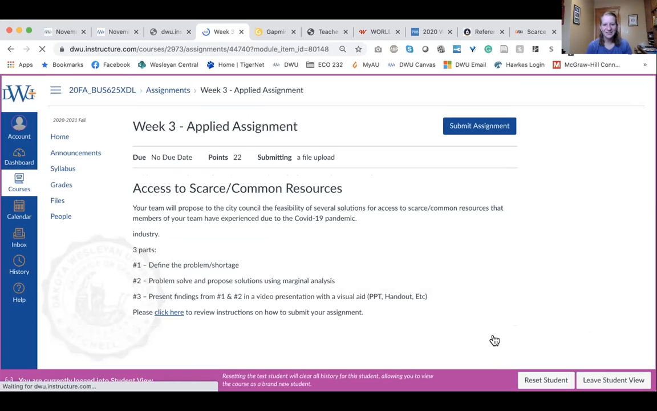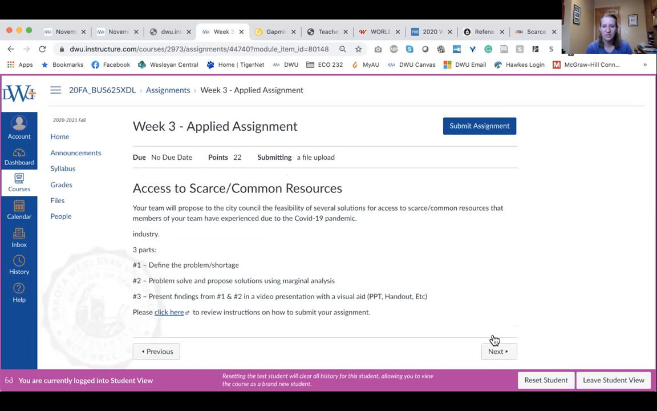And then here's your first group assignment. We're again looking at access to scarce and common resources with population growth. I want your team to pretend you're going to the city council and propose the feasibility of several solutions for access to a scarce resource or a common resource that you have experienced due to COVID-19. Because of that, we have experienced scarcity, and we've experienced problems with common resources.